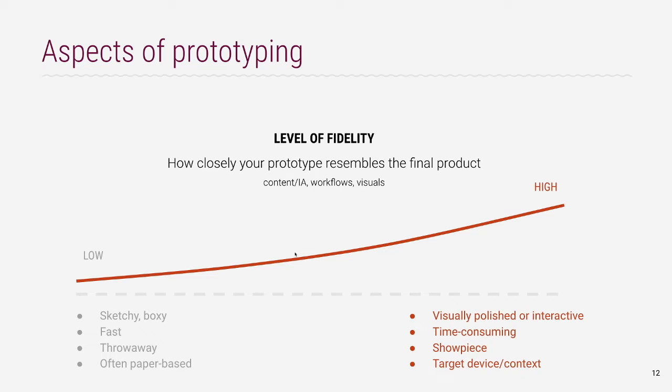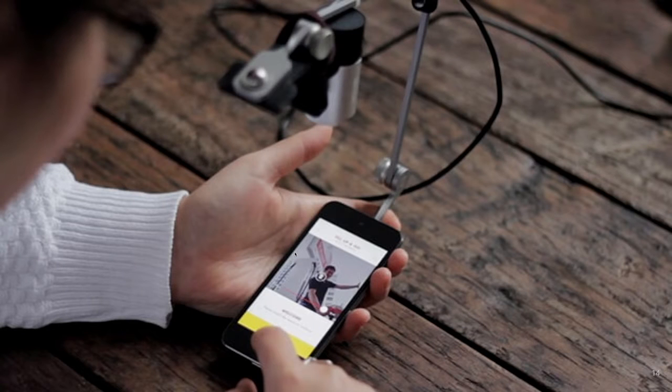These are extraordinarily time-consuming, very polished, very often interactive. It might be a showpiece to end some piece of work, and it is usually aimed at the target device or target context. If it's a web app, it should run in a browser. If it's a mobile app, it should be at least clickable on a mobile. You might even be able to test them in specialized user testing rigs. Here you can see there's like a cradle that the phone is sitting in that keeps it mounted below a camera that actually captures where and what the fingers are touching to be poured over by the user testing team later.